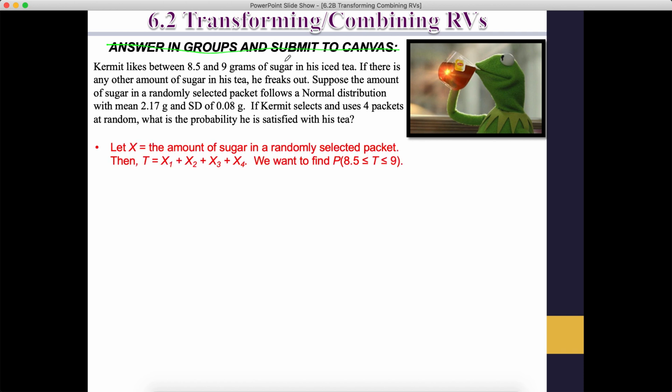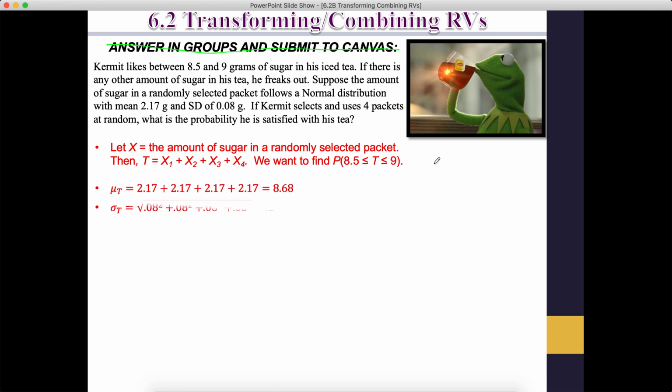How do we do this? We combine them. We'll call things, I'm calling it x, though. We're going to say that x is the amount of sugar in a randomly selected packet. It wasn't named in the problem, so I might as well name it here. And I'm dealing with 4 sugar packets, which all follow the same normal distribution, so I'll take their sum. I'll call that T. We want to find the probability that T is between 8.5 and 9. Less than or equal to doesn't really matter with less than in a continuous random variable, which normals are. Whether or not it's inclusive doesn't matter.